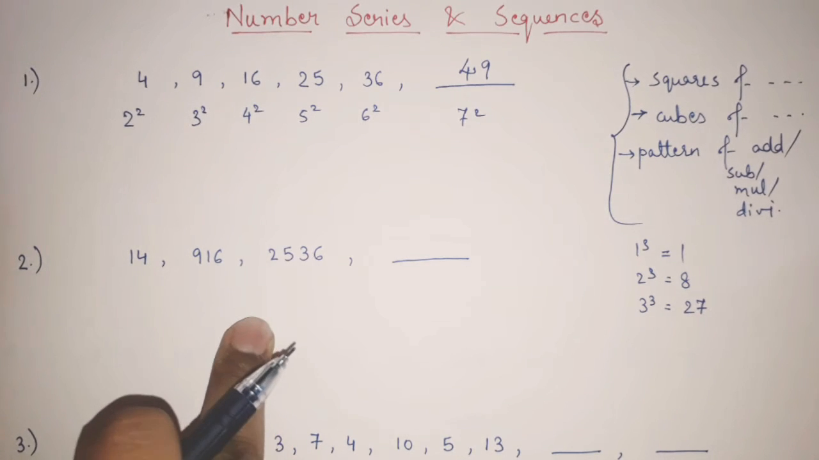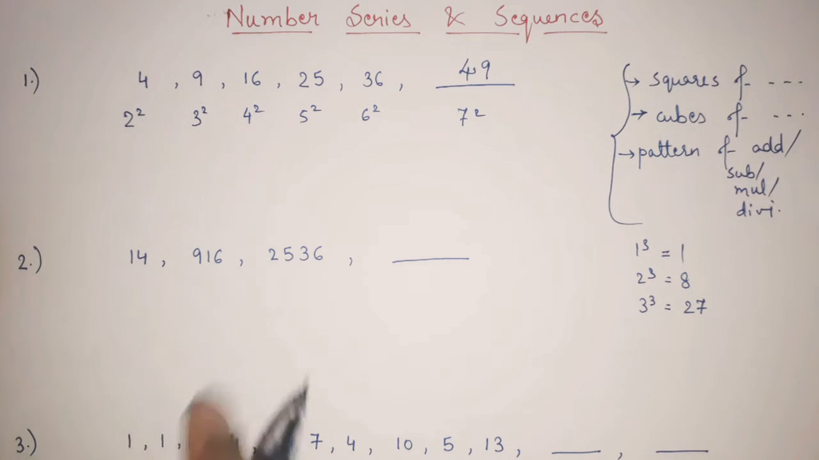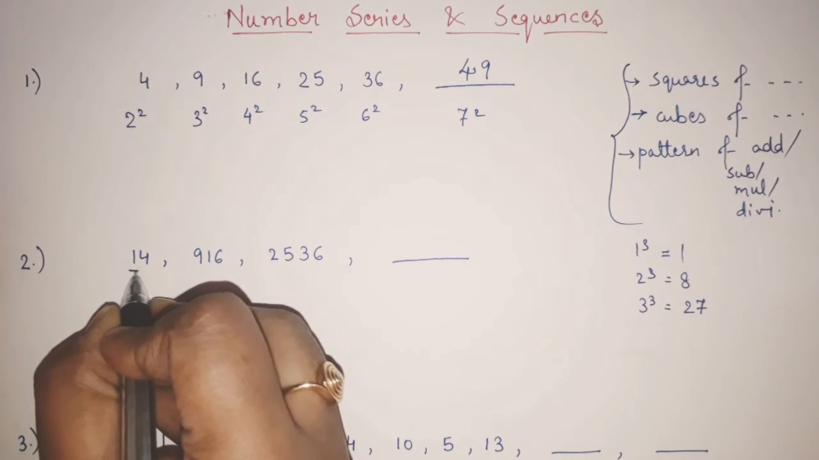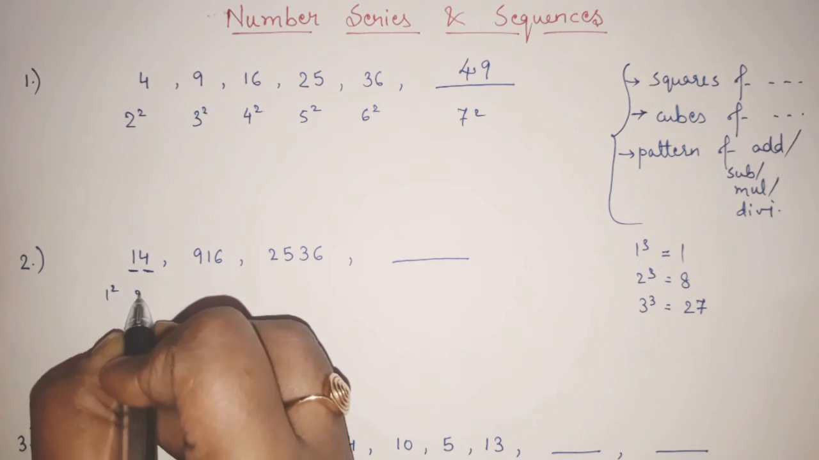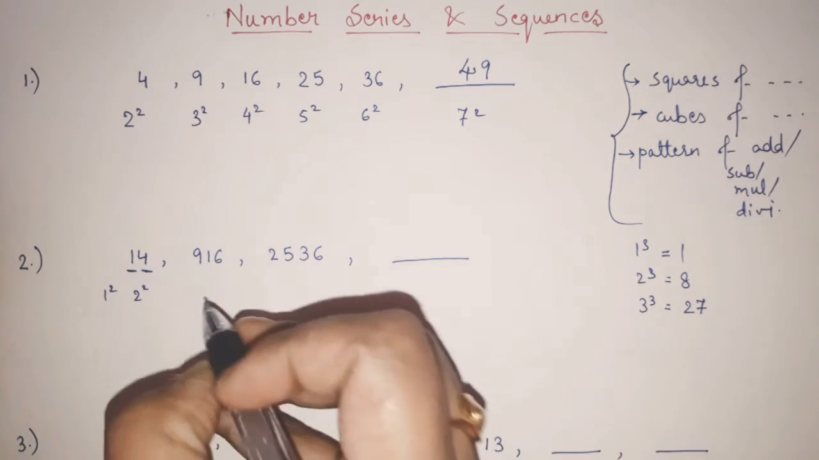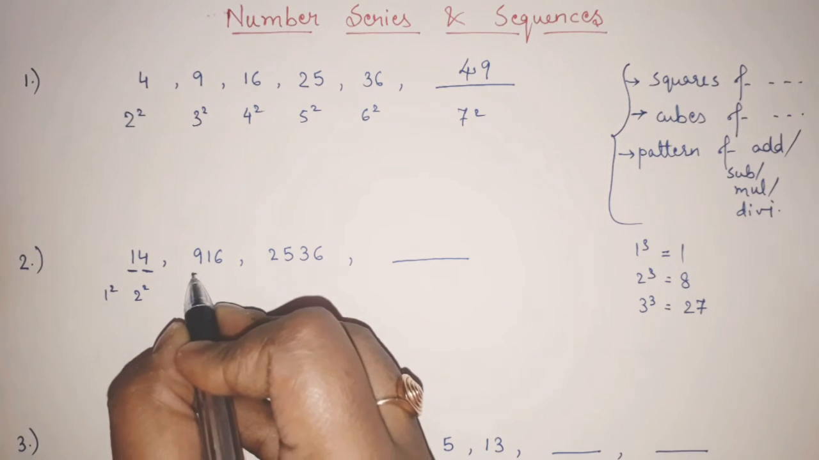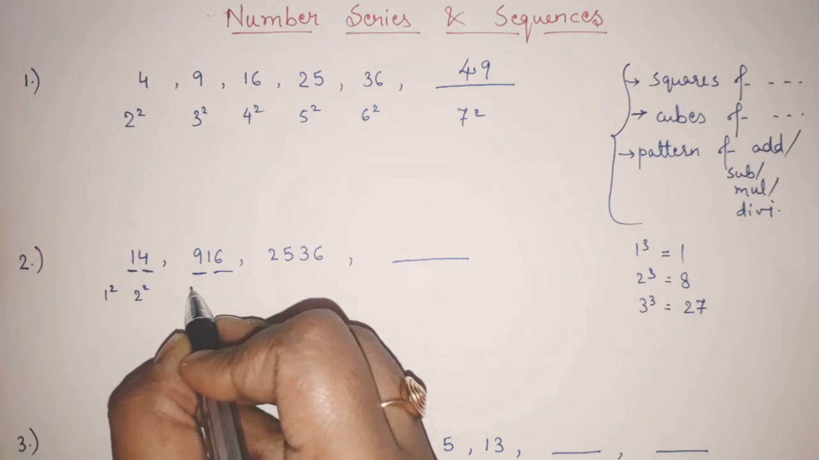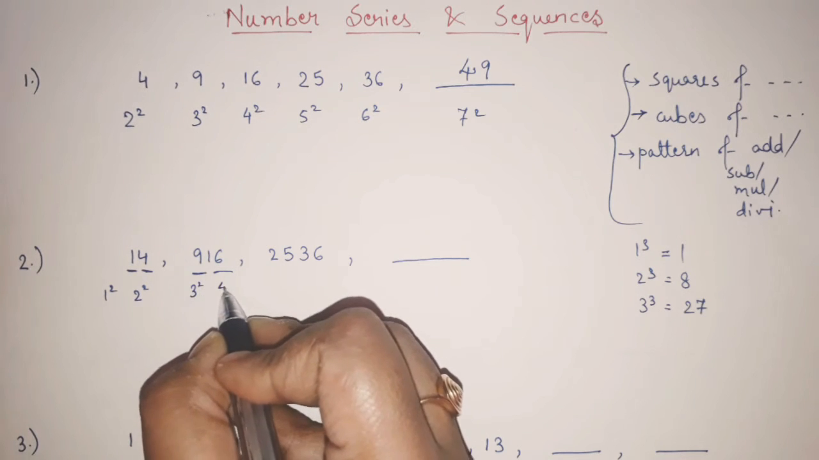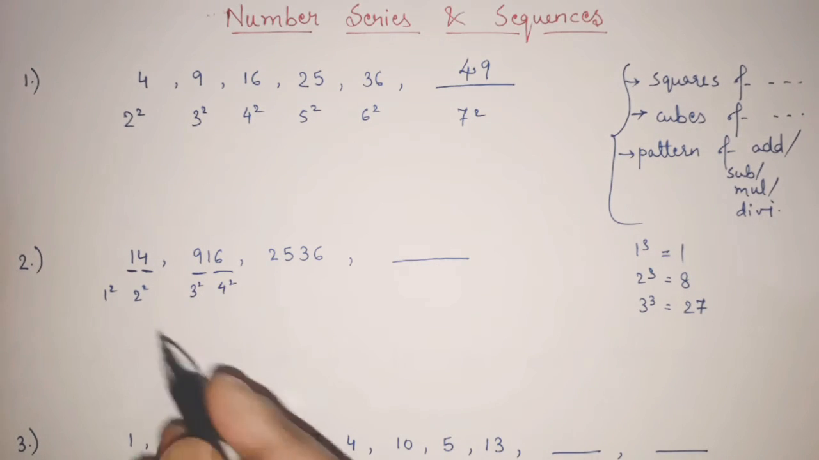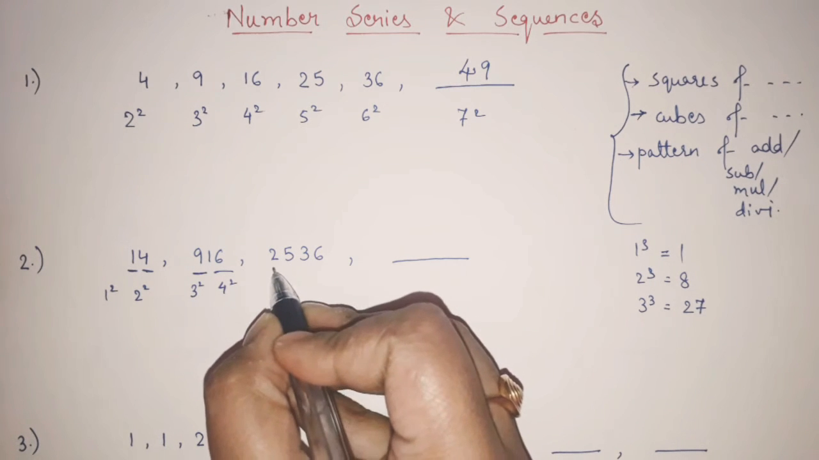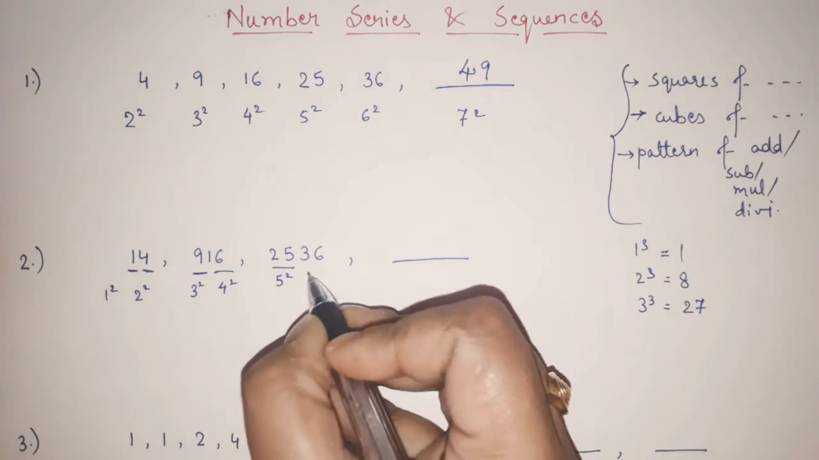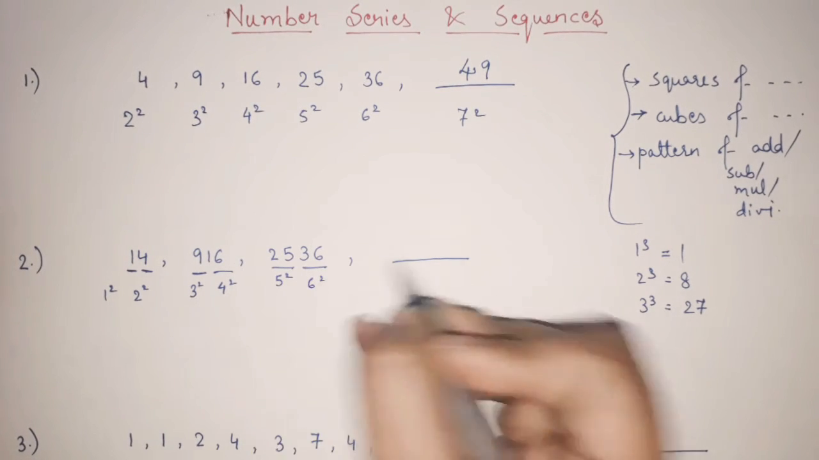As soon as I observe these numbers very carefully, I see that here we have 1 and 4. Here 1 is actually 1 square and 4 is actually 2 square. If I observe carefully, 9 is my 3 square and 16 is my 4 square. So 1 square, 2 square, 3 square, 4 square. Let's see if it is continuing or not. Yes, 25 is my 5 square, 36 is my 6 square.